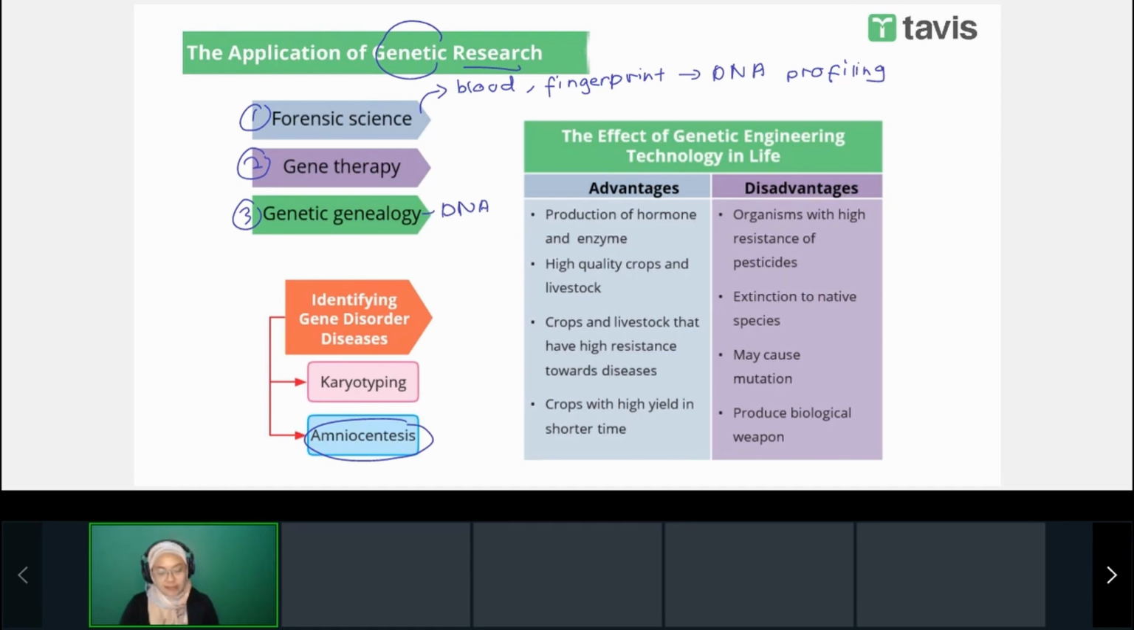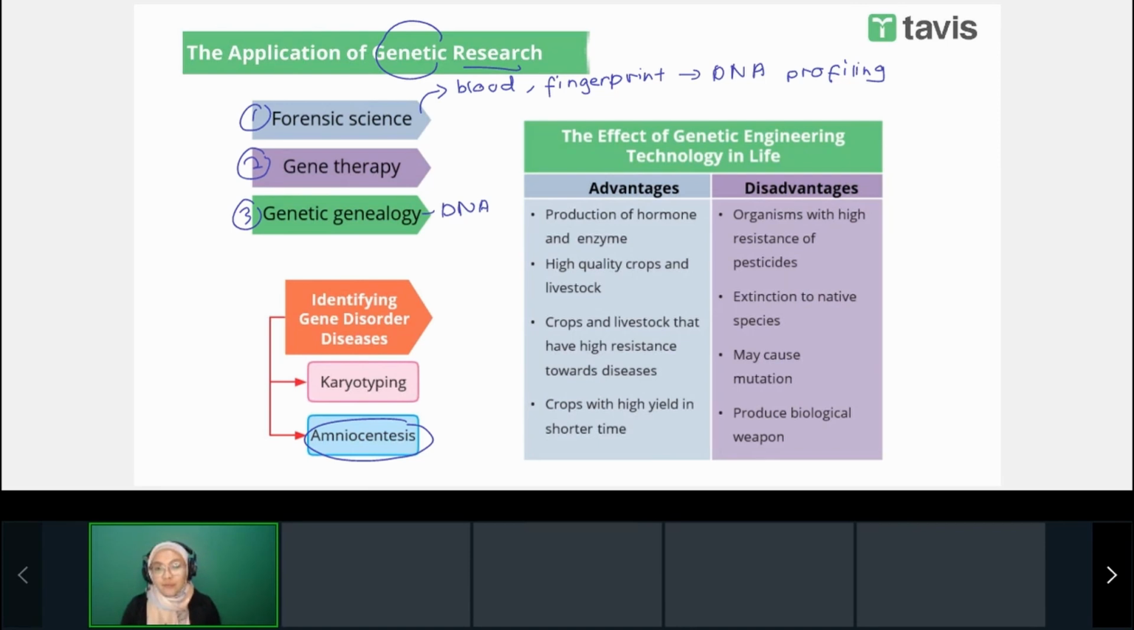Basically, in amniocentesis, the pregnant lady must be between 15 weeks to 20 weeks, which is 4 to 5 months. A very tiny needle will be inserted into the mother's abdomen, so we get the amniotic fluid. From the amniotic fluid, we can do a karyotyping. You guys know, right? When we do a karyotyping, we can identify that the baby is male or female. From the karyotyping itself, we can know whether the baby is normal or not.